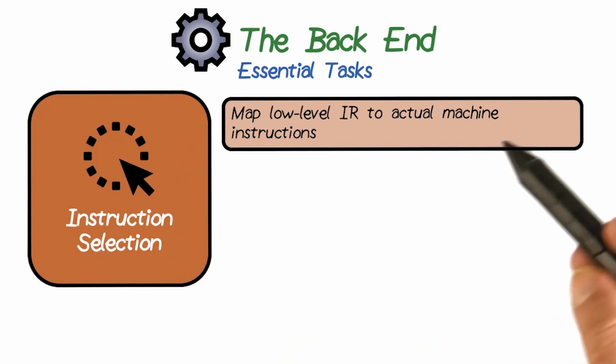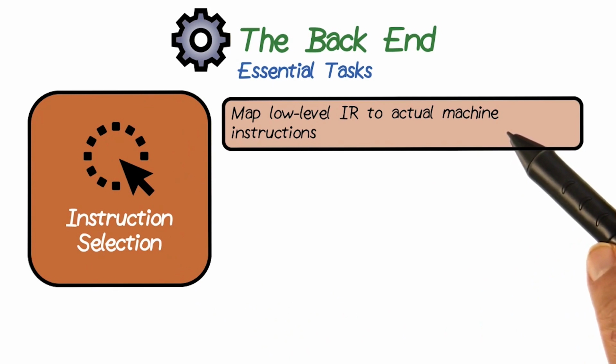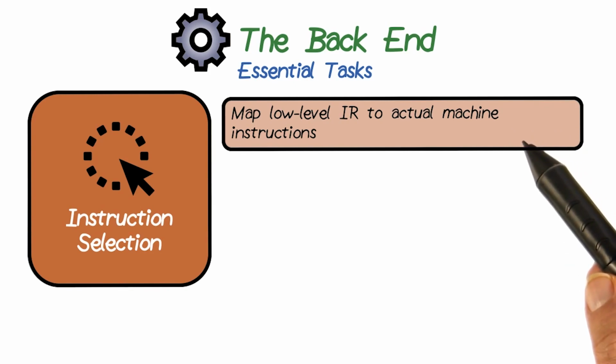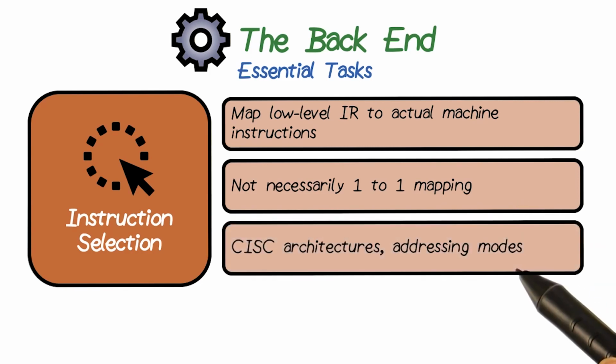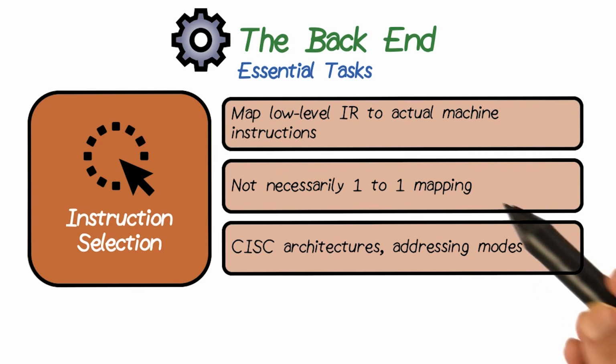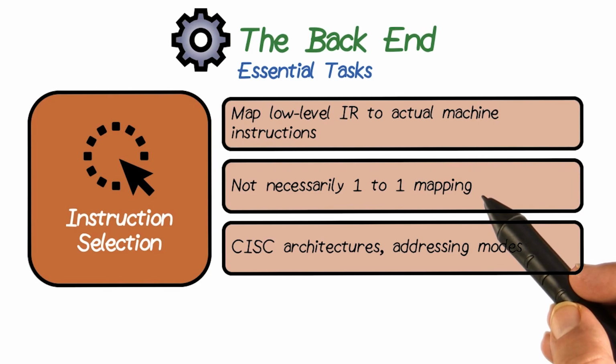So instruction selection is a phase which maps the lower level IR into the actual machine instructions by selecting the instructions for implementing each of the IR operations. This is not necessarily a one-to-one mapping. We have differences here in the architecture, such as CISC architecture, which could have a lot of addressing modes. So multiple IR operations could be represented by a single instruction. On the other hand, in RISC, we could have each of the IR operations being implemented by multiple simple instructions.